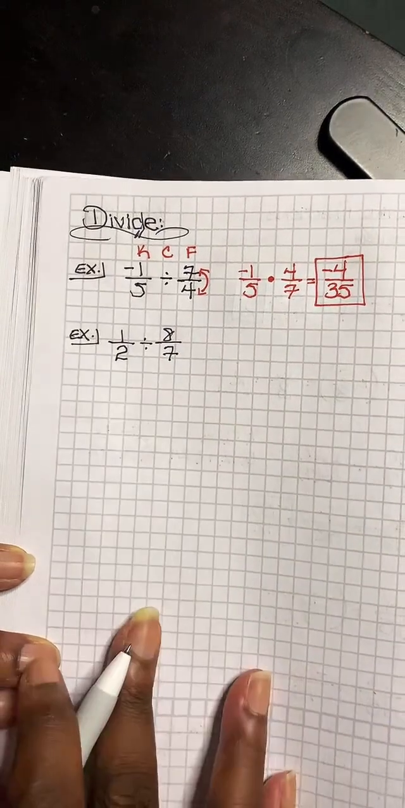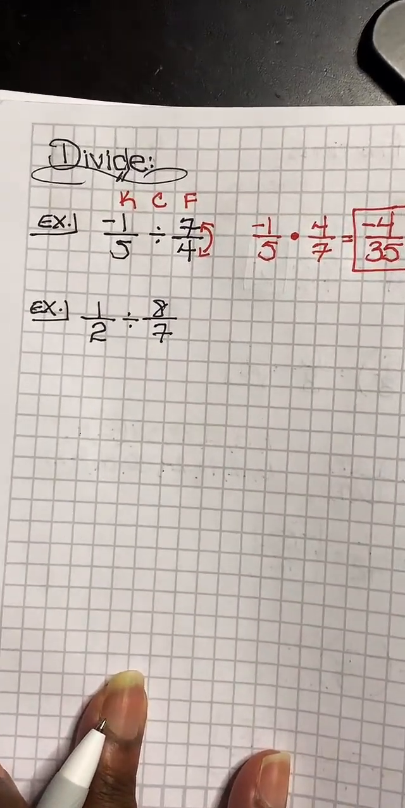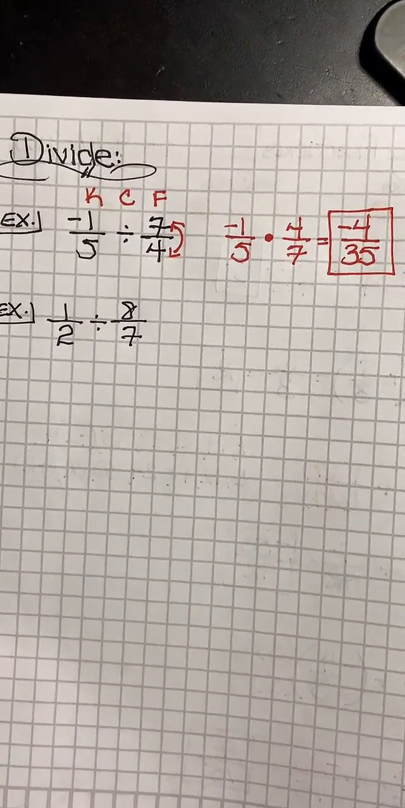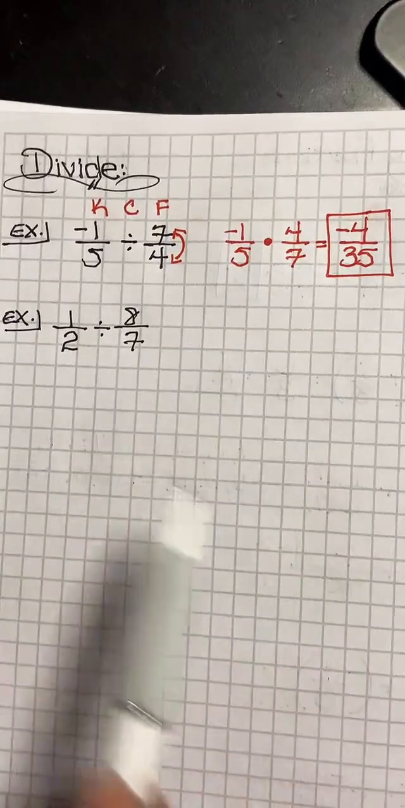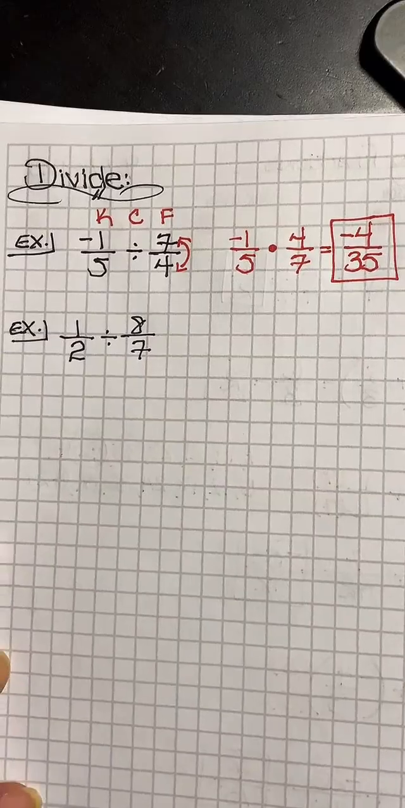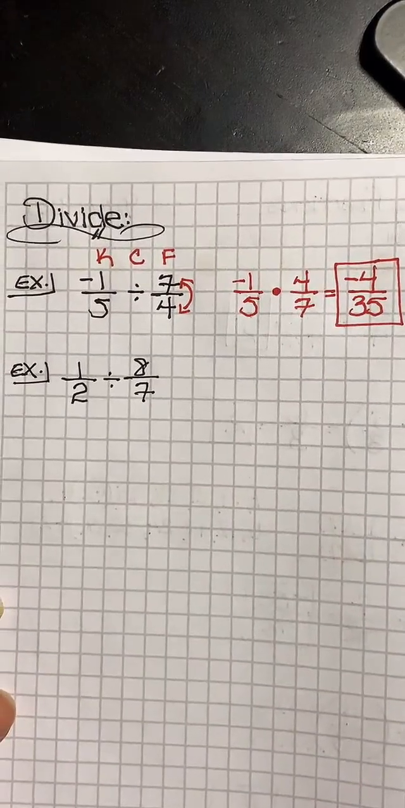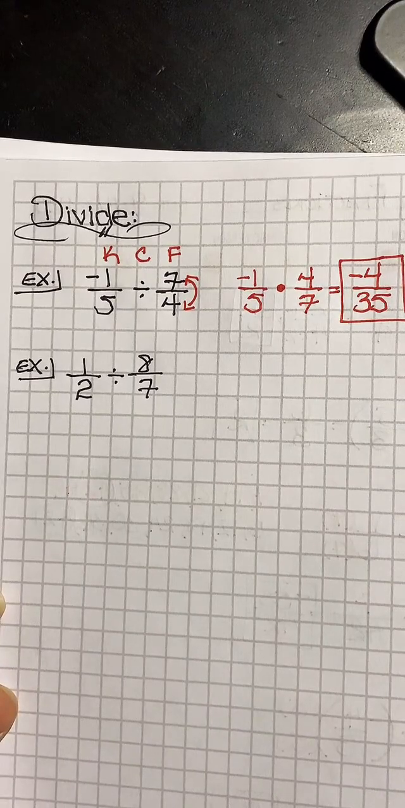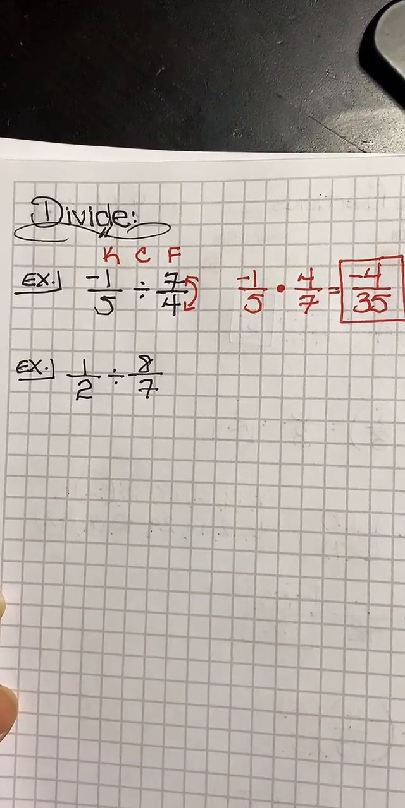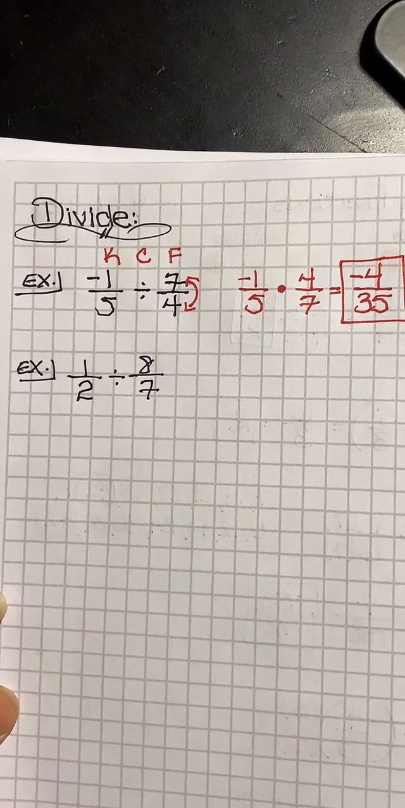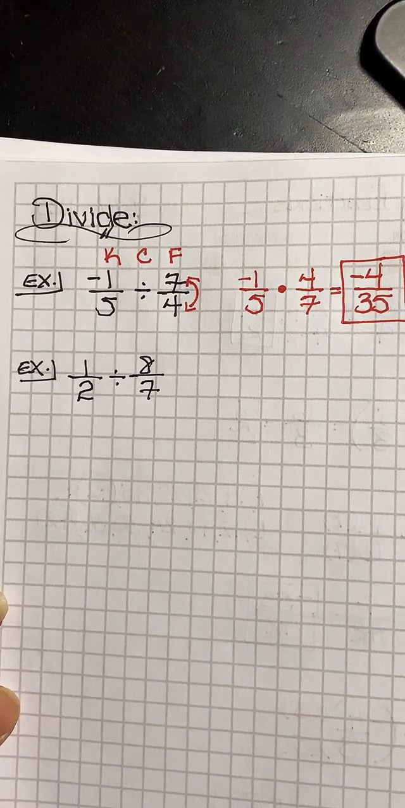Okay, so 1/2 divided by 8/7. Look at what we did with the first one to help you with this one. Sorry, I'm going to bring it down a little bit. Yep, I will. I'm going to do a mixed number too. Trust me, I got you. Mixed fractions. Gotcha.